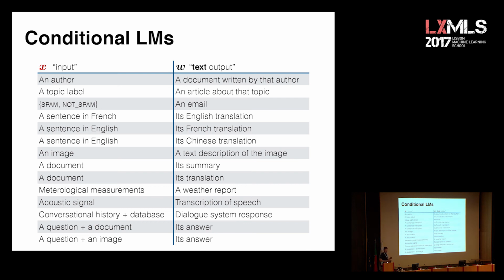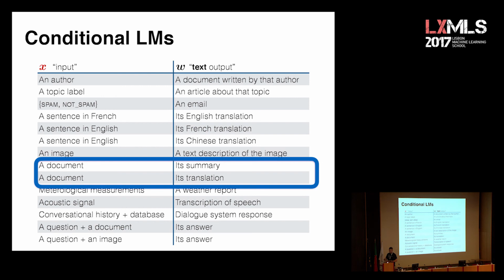We could also do things like condition on an image, and we'll talk about this in a second, where we want to generate captions. So we're going to have some kind of representation of the input image, and then we're going to produce, conditional on that, an appropriate summary.